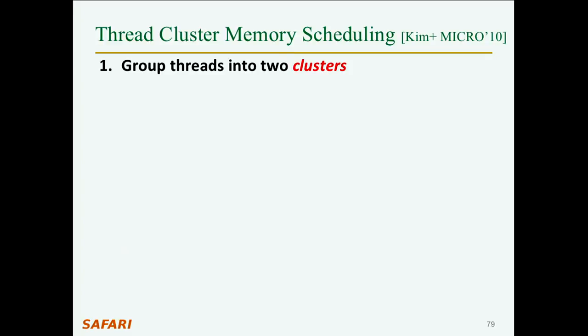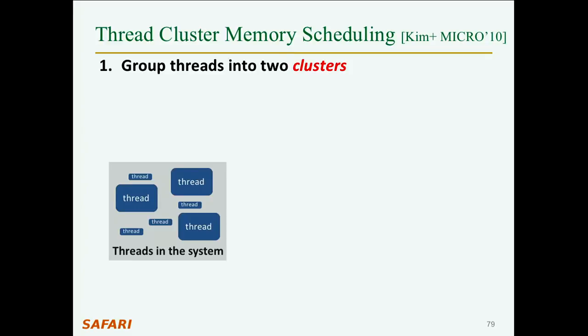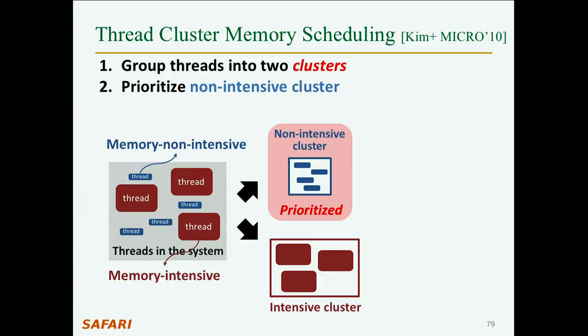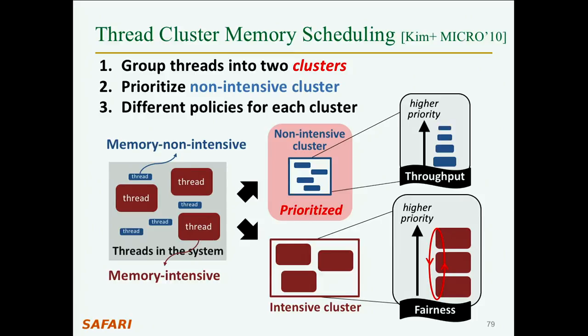So how does this work? Basically, the key idea is to group threads into two clusters, memory non-intensive and memory intensive. We could think of this as latency sensitive and bandwidth sensitive, and the paper actually uses those terms a little bit. And you prioritize the non-intensive cluster over the intensive cluster, but you use different memory scheduling policies for each cluster. Within this cluster, you give higher priority to even smaller threads, rank order, and within this cluster, you actually use a shuffling-based ranking.